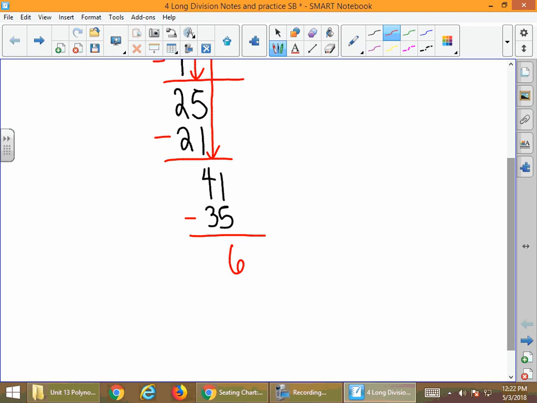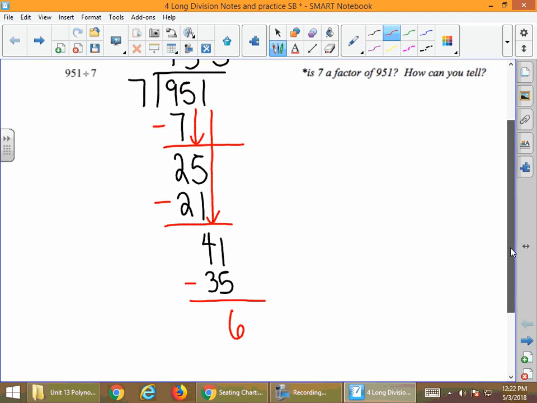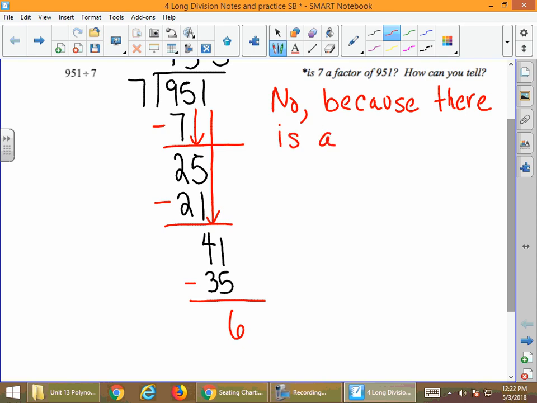So off to the side, the question says, is 7 a factor of 951? Well, no. And the reason that it's not a factor is because there is a remainder.